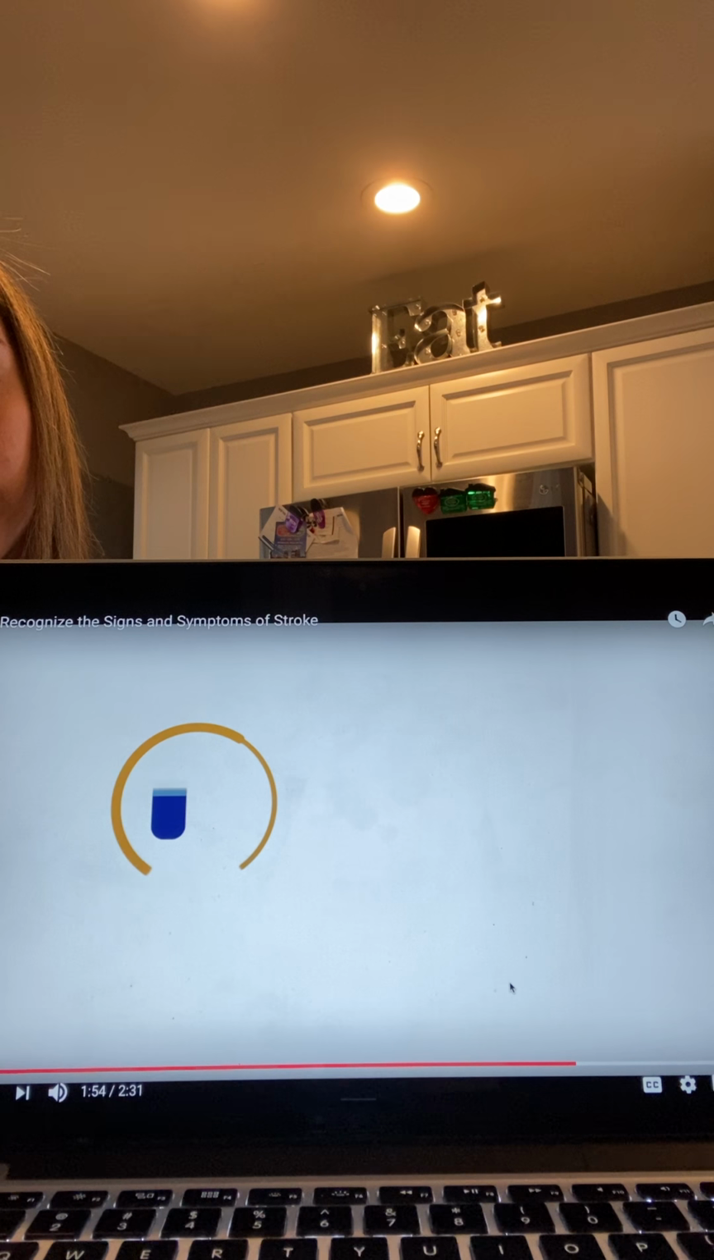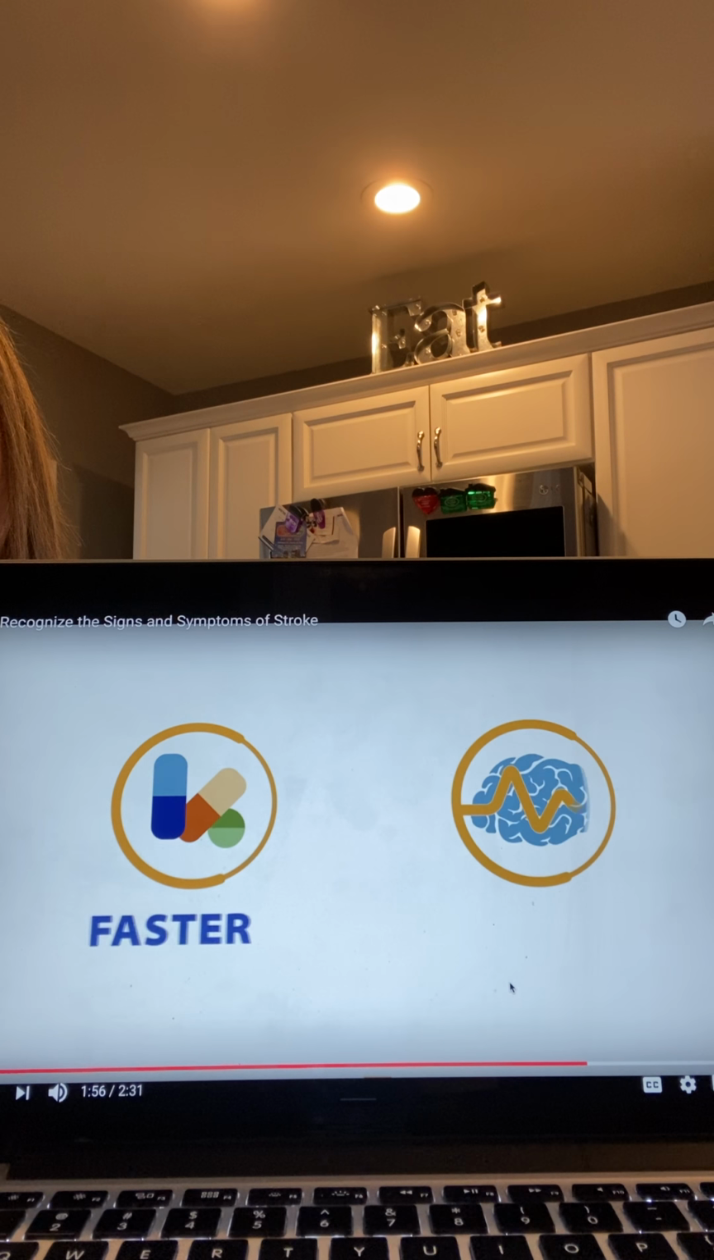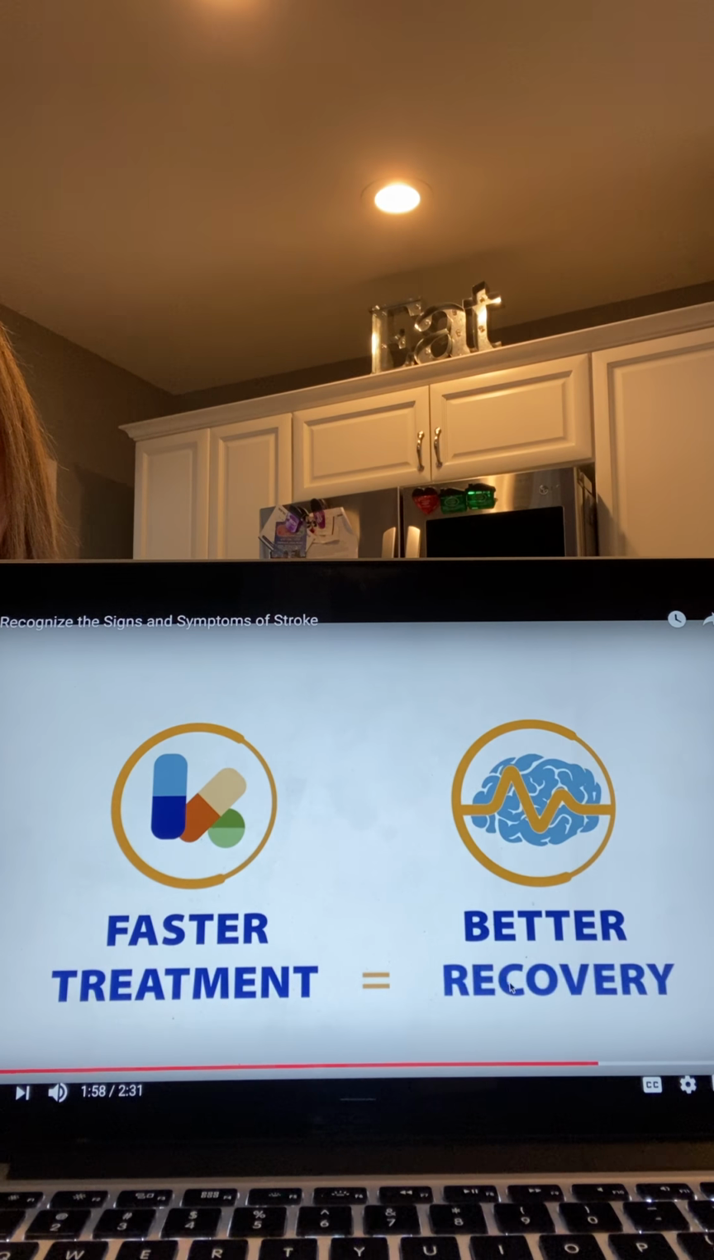Strokes are medical emergencies. The sooner a patient gets treatment, the better their chance of a good recovery.